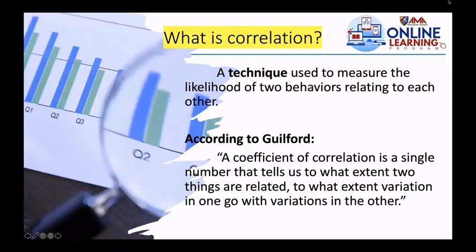Correlation is a technique used to measure the likelihood of two behaviors relating to each other, as I've mentioned, relationship, association. According to Guilford, a coefficient of correlation is a single number that tells us to what extent two things are related, to what extent variations in one go with variations in the other. Though there's multiple regression, that's not our topic for today.